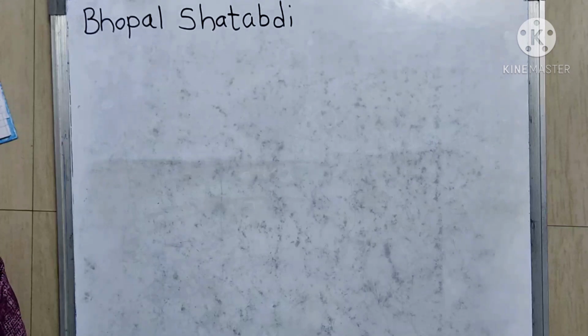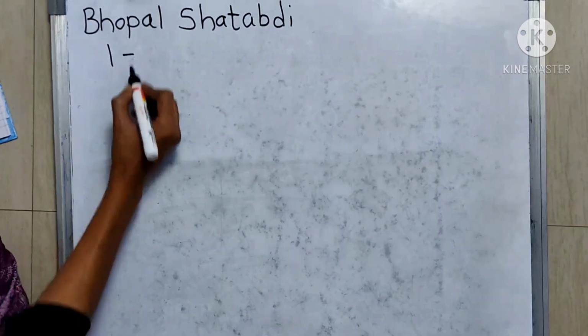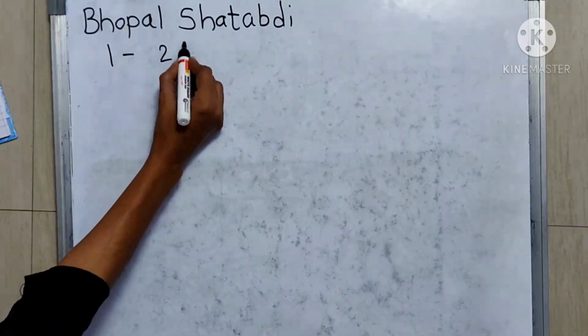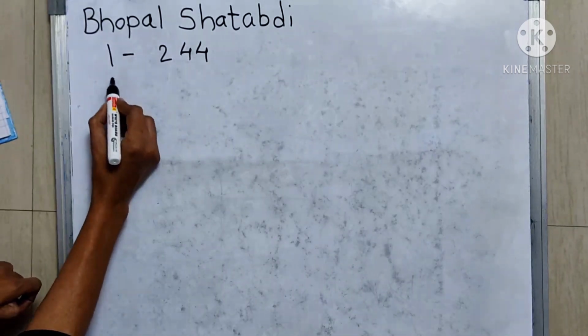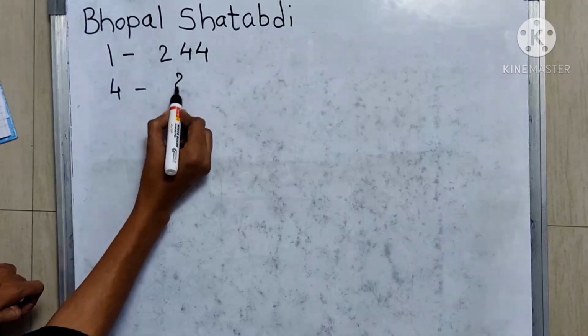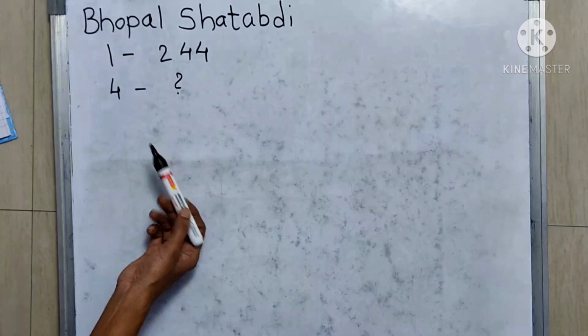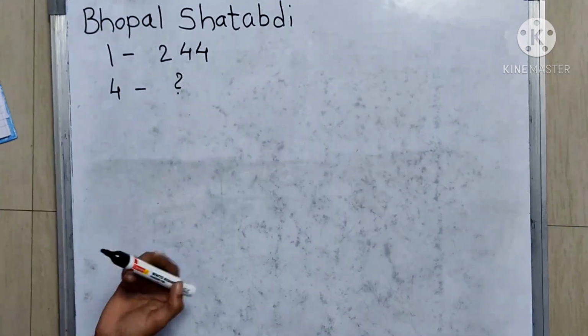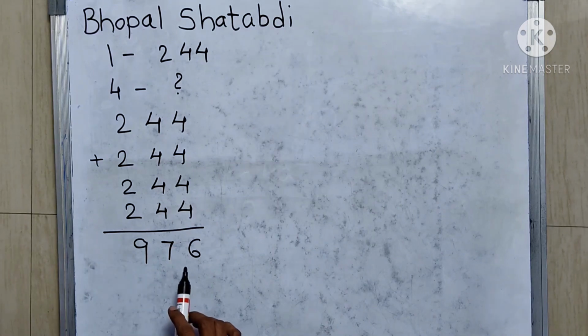First, we will calculate the ticket cost of Bhopal Shatabdi train. For one person, the ticket cost is 244 rupees. Milan and his 3 friends are going on the plan. So we need to calculate the cost for 4 tickets. So children, here you can use the repeated addition method, means add 244 4 times. So the answer is 976.